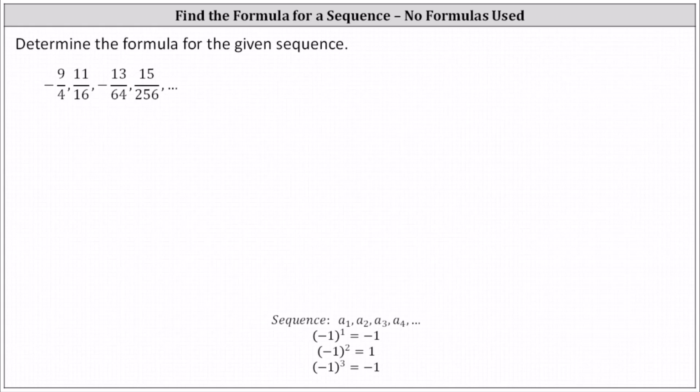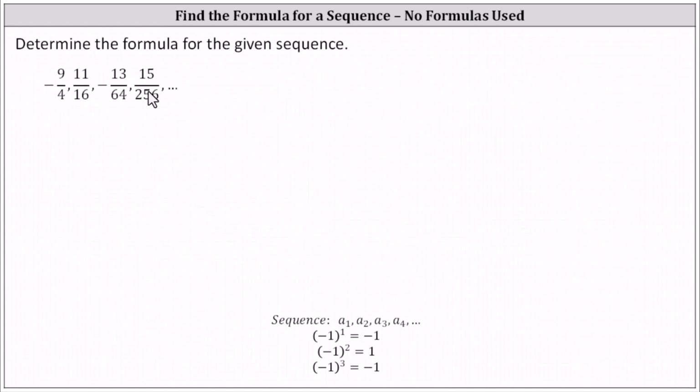Determine the formula for the given sequence. Whenever we have a sequence of fractions, it's often helpful to analyze the sequence of the numerator and the sequence of the denominator separately. But also notice this sequence alternates signs. The sequence begins with a negative, then a positive, then a negative, then a positive, and so on.